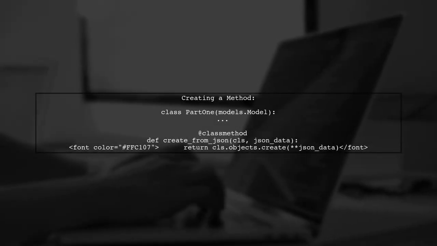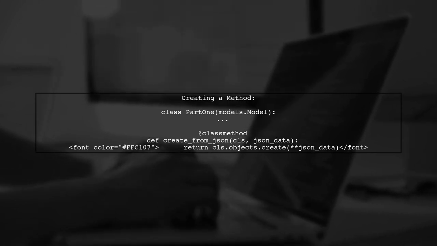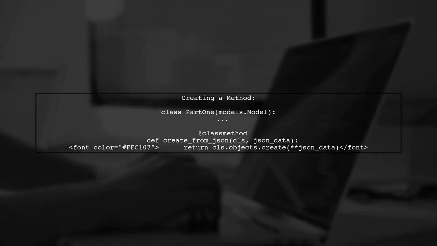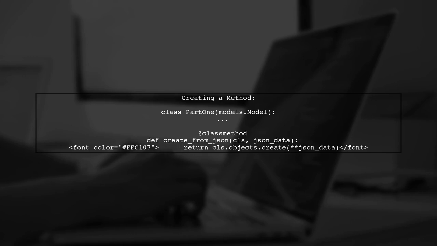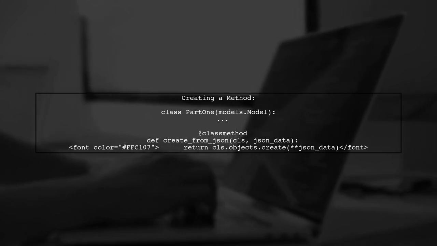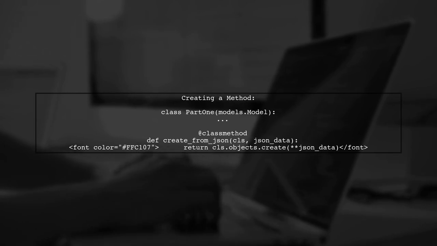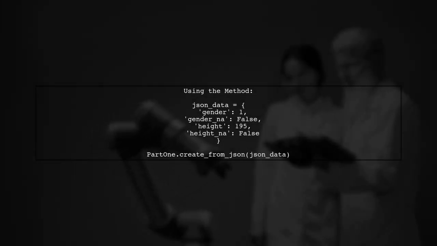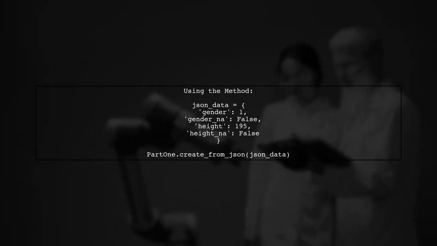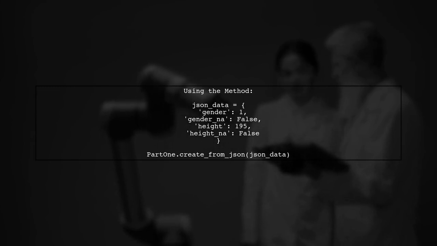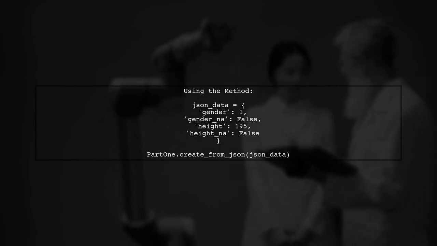Next, we need to create a method that will allow us to create a model instance directly from a JSON object. This method will unpack the JSON data and create the instance. Now we can use this method to create an instance of Part 1 using our JSON data. This way, we avoid manually specifying each field.